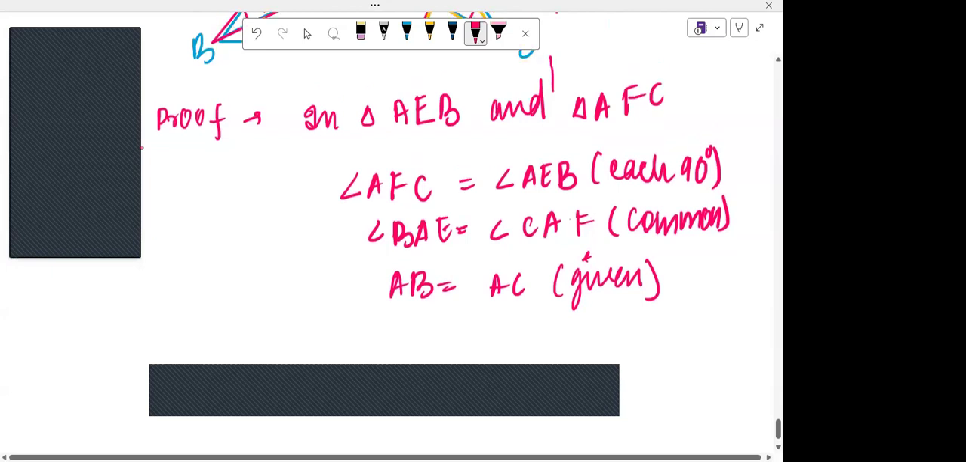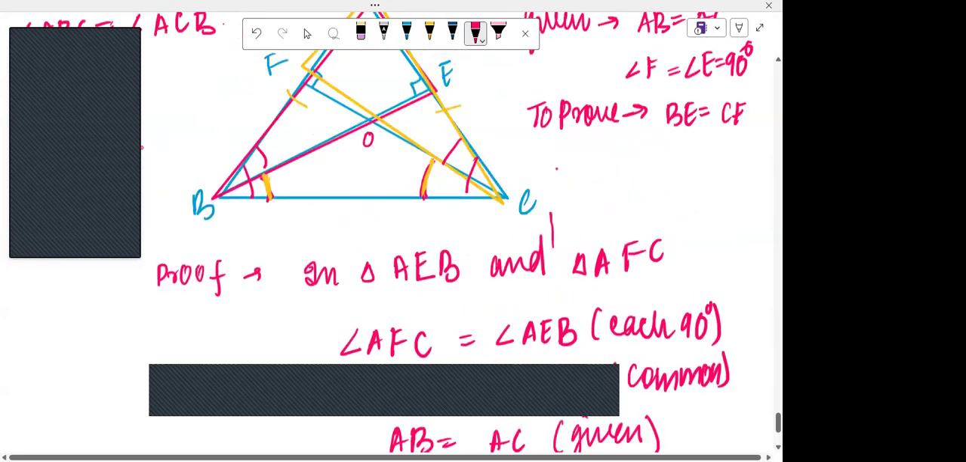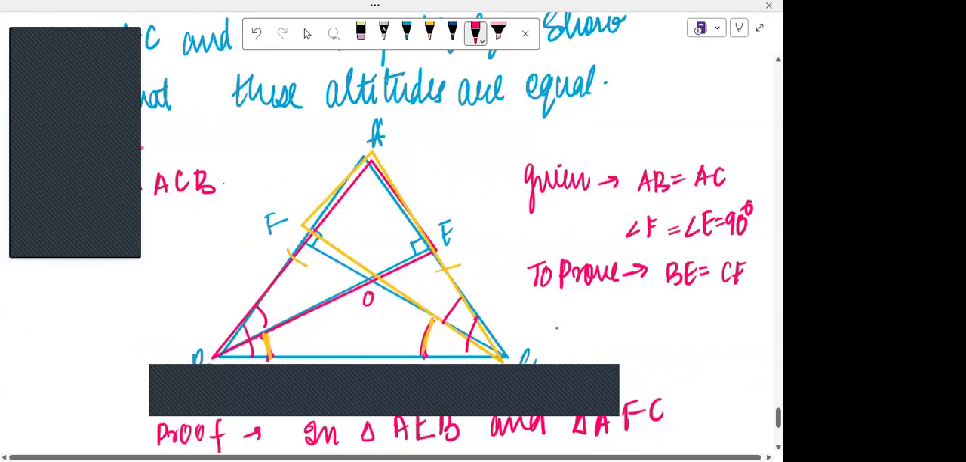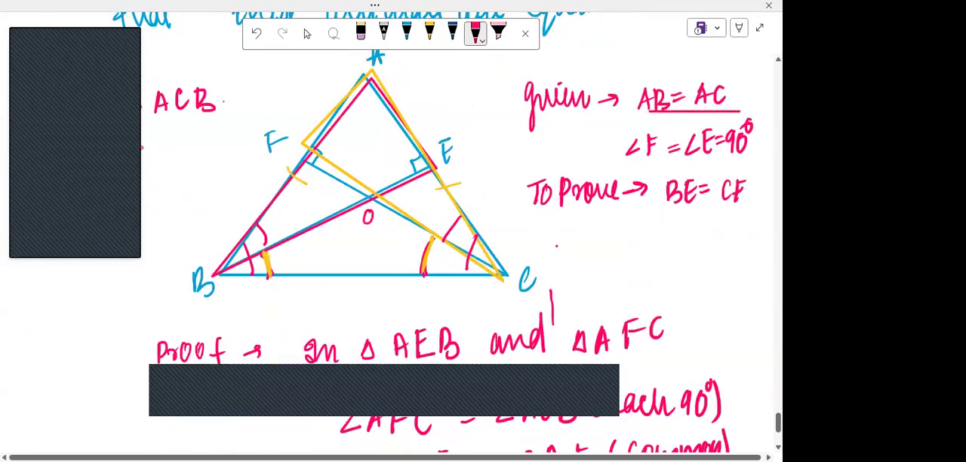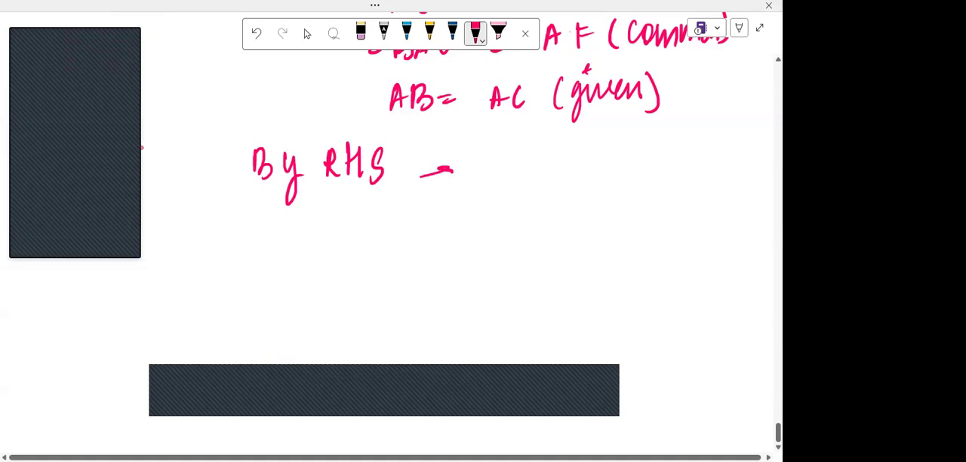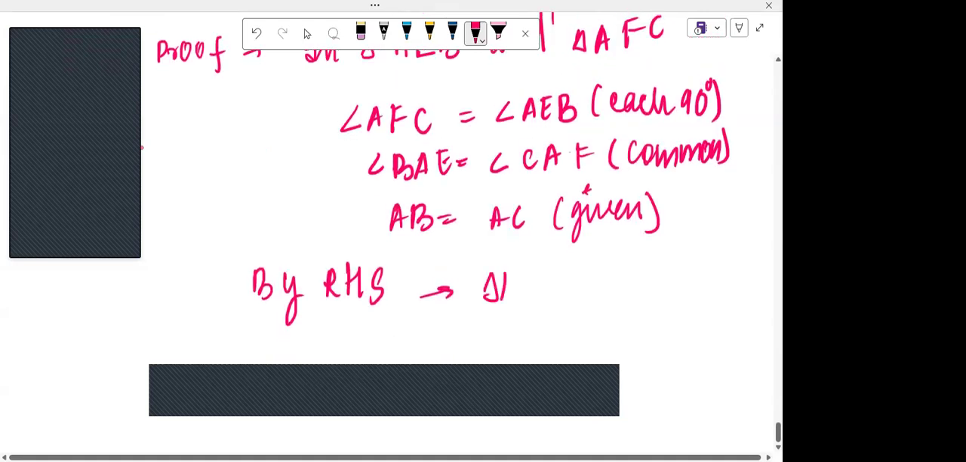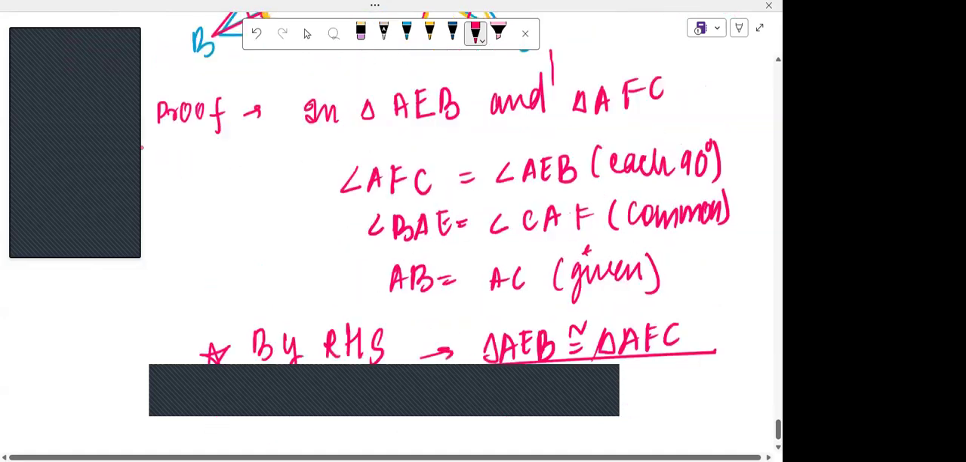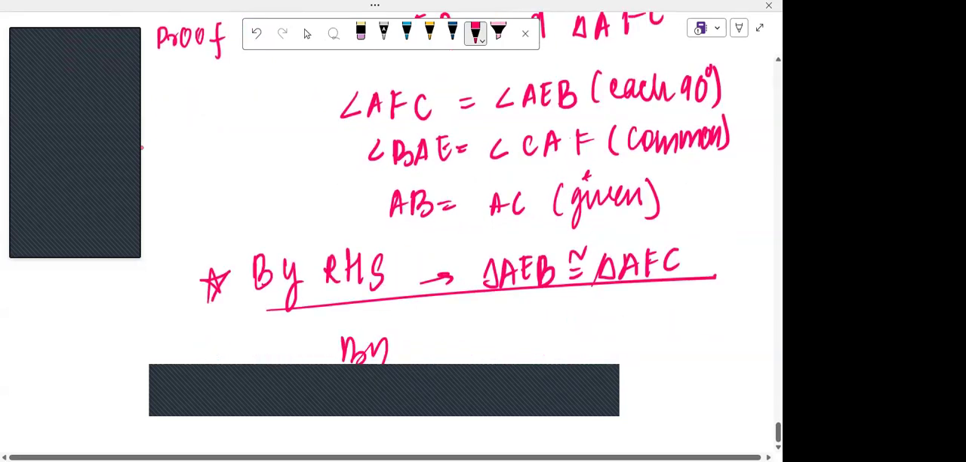So basically what I'm trying to say is it is already given in the question that AB is equal to AC. Why? Since it is an isosceles triangle. So you can say that AB is equal to AC in both of these triangles, and then by RHS congruency, triangle AEB is congruent to triangle AFC. Fine, you can say this. And hence by CPCT, you have BE is equal to CF.